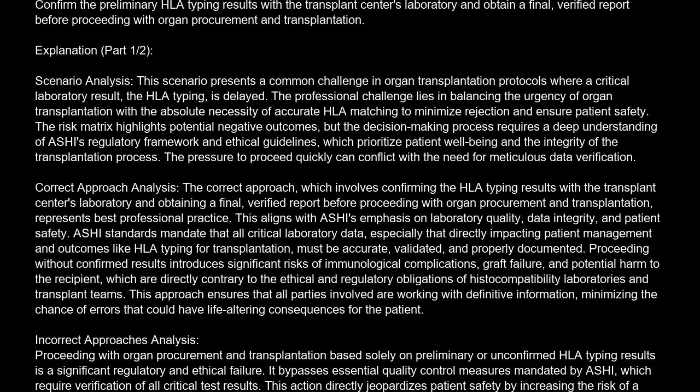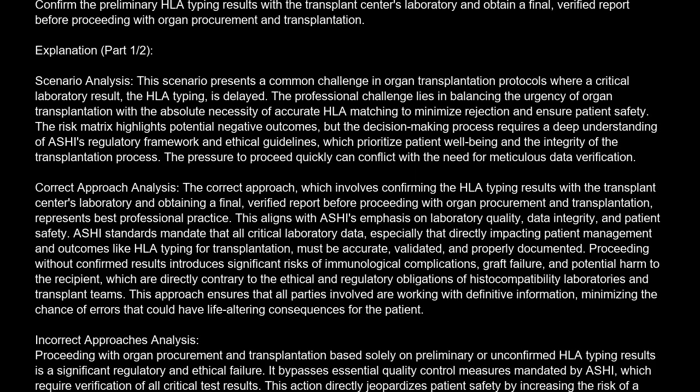Correct approach analysis. The correct approach, which involves confirming the HLA typing results with the transplant center's laboratory and obtaining a final, verified report before proceeding with organ procurement and transplantation, represents best professional practice. This aligns with ASHI emphasis on laboratory quality, data integrity, and patient safety.